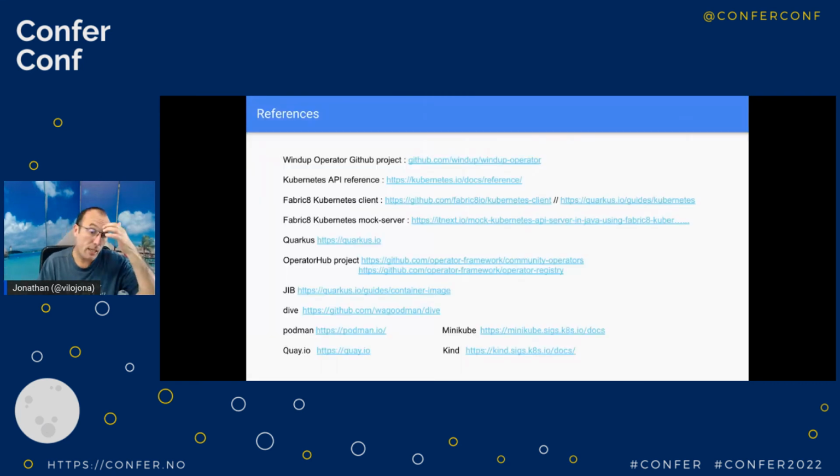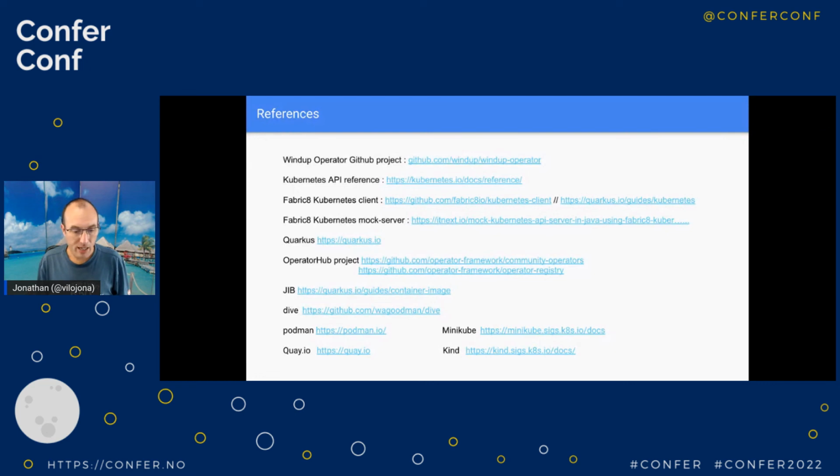References, okay, this is a list of links that you can use. The Window operator GitHub project, this is my first operator that I created using Java. And then the Kubernetes reference API, the Fabric8 Kubernetes client. They are doing a lot of very interesting work in making it very easy to connect to Kubernetes, also for testing with the mock server. Then Quarkus. For those of you that don't know what Quarkus is, I totally encourage you to go there and check their tutorials and their videos.